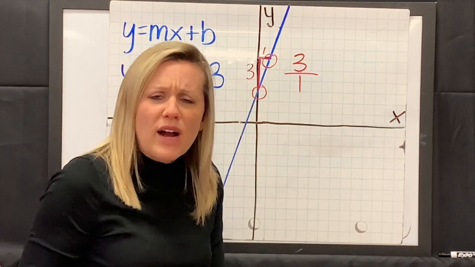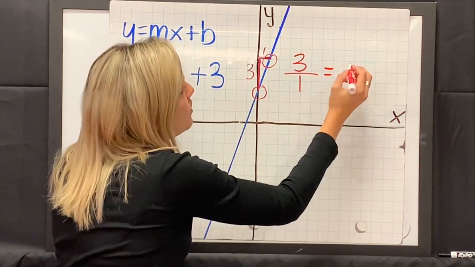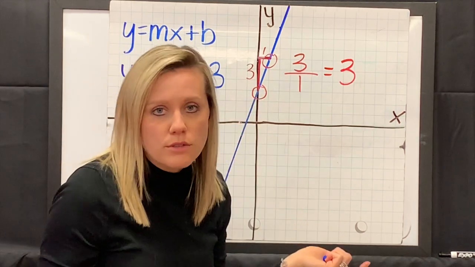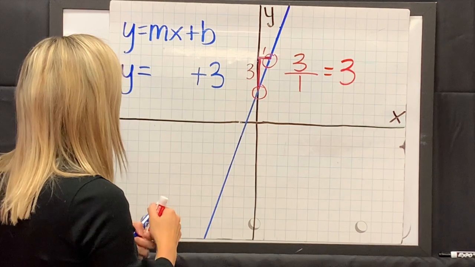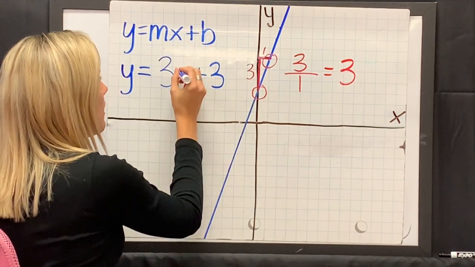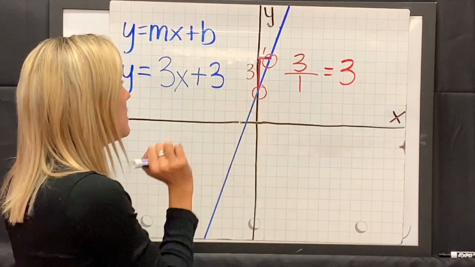And whenever you have fractions that are over the number 1, that is just equal to the numerator, which is 3. This kind of means like 3 wholes. 3 wholes would just be 3 in general. So our slope over here is going to be 3. And then we're going to put in our x. So that is our equation based on this line.